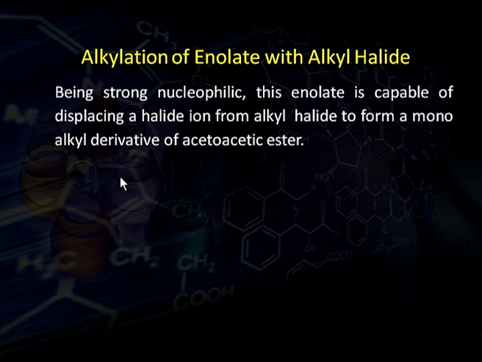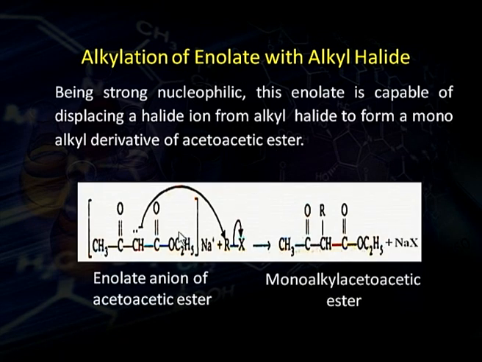Alkylation of enolate with alkyl halide. Being strongly nucleophilic, this enolate is capable of displacing a halide ion from an alkyl halide to form an alkyl derivative of acetoacetic ester. The enolate anion reacts with RX and undergoes nucleophilic substitution, and the alkyl group is substituted in this acetoacetic ester and forms monoalkyl acetoacetic ester.